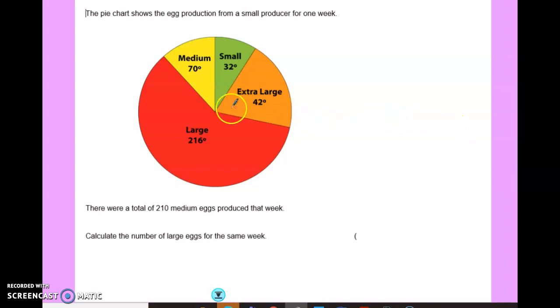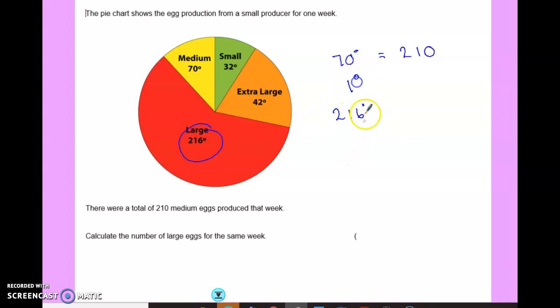Instead, we need to use a kind of proportion. So we know that medium eggs, which is 70 degrees, is equal to 210. So 70 degrees is equal to 210. I want to find what 216 is equal to. Various different ways you could do this, depending on what the numbers are, depending if you can spot patterns in the numbers. Okay, so I want to know what 216 is. I can't see an obvious link between 70 and 216.